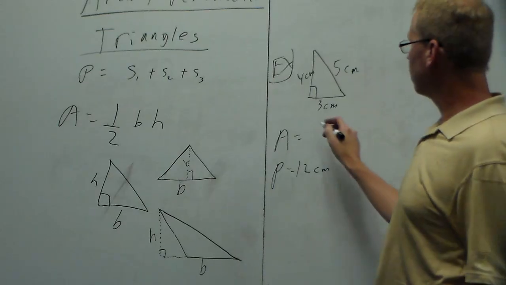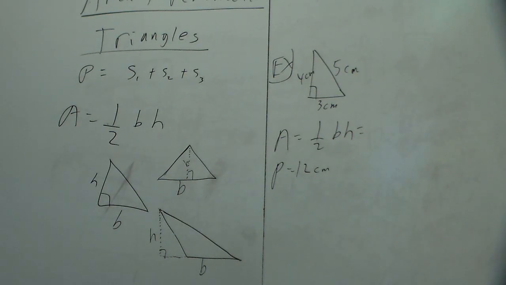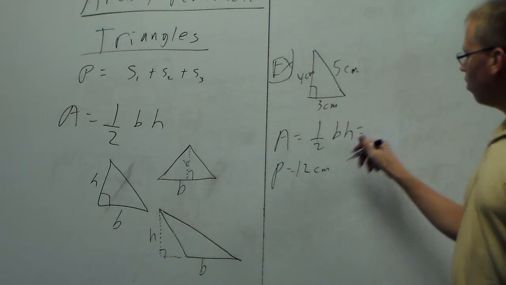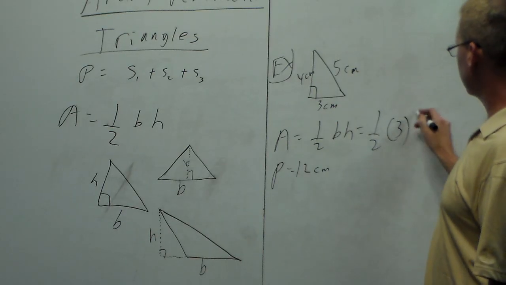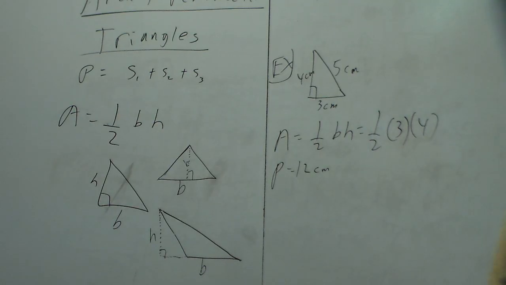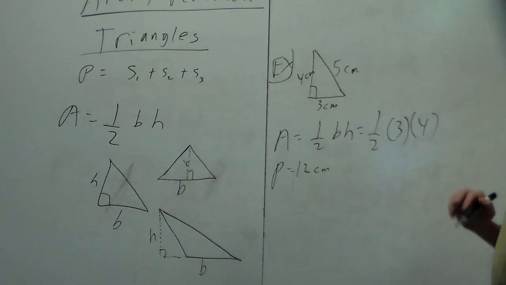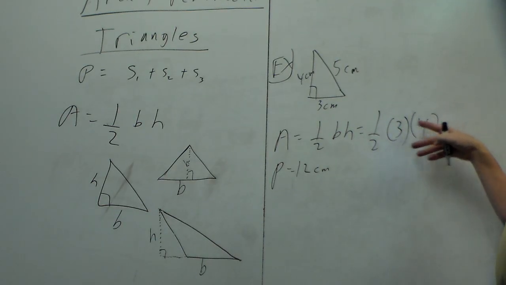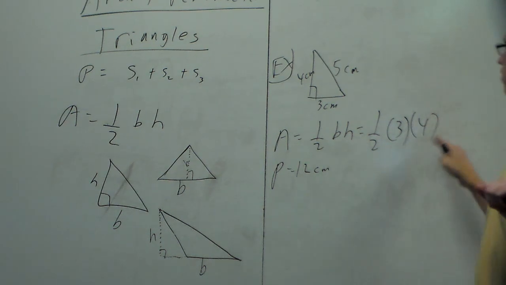Area, I want you to write 1/2 base times height on your paper. And now we're going to solve it. 1/2 is just 1/2. Base is 3 times height is 4. Now there's a few ways you could work this. You could do half of 3 times 4. You could do half of 4 times 3. You could do 3 times 4 and take half. It doesn't matter. The commutative property shows us that we can rearrange these however we want.